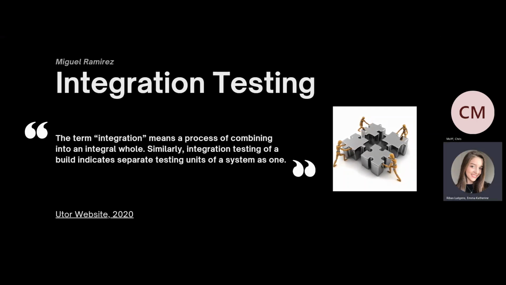We will start off by describing what integration and system testing are. Integration testing is a type of testing that takes all the modules of software and tests them as a group to make sure they work well together. There are three different approaches to integration testing: the Big Bang approach, the top-down approach, and the bottom-up approach.